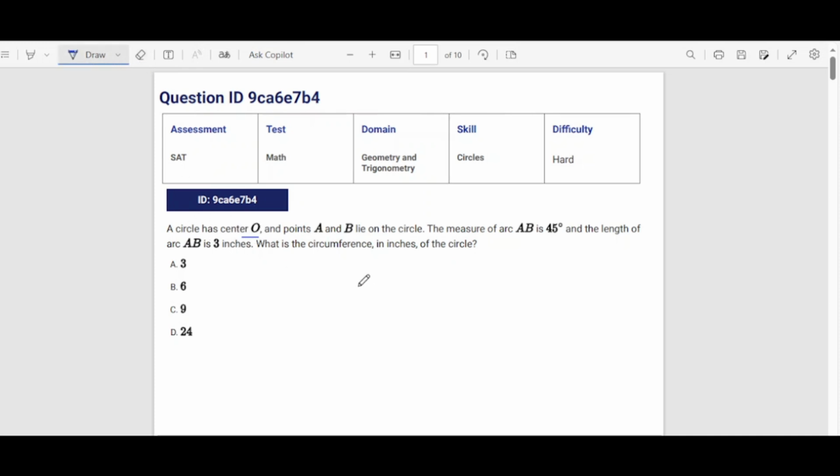My advice is to always draw what they're talking about, to easily visualize and get to the answer. So our center is O, A and B lie on the circle. The measure of arc AB is 45 degrees. This is A, this is B, this is the center, and the arc here is 45 degrees. The length of arc AB is 3 inches. What is the circumference in inches of the circle?